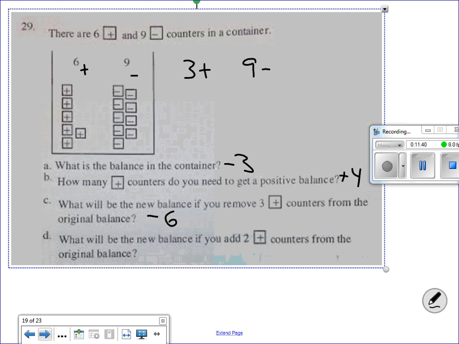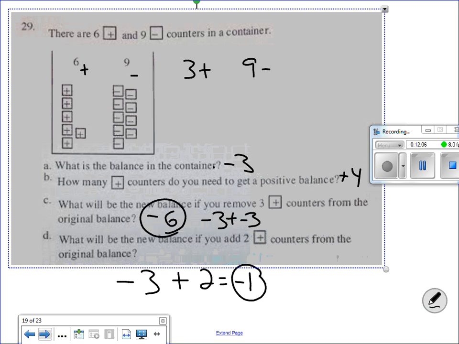What will be the new balance if you add 2 positive counters to the original balance? My original balance is a -3, right? So let's go -3. I'm going to add 2 positive counters. What will it be? -1 would be my answer. I better write my number sentence for number 2 here. So I have a -3. I'm going to remove 3 counters. Leave, add, change. That's how you get a -6. All right.